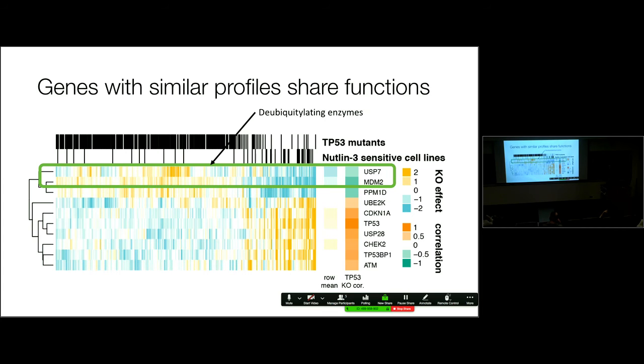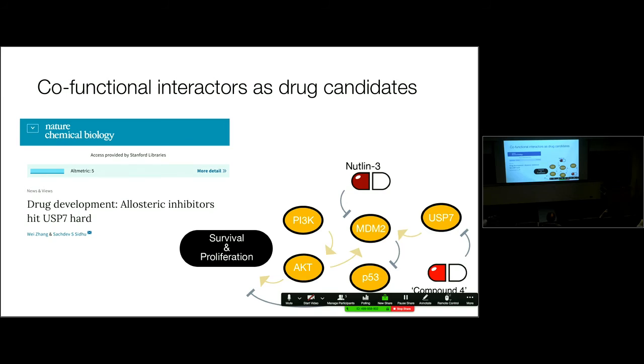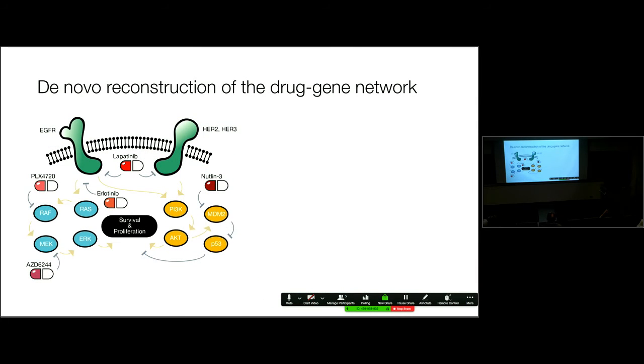Remember, MDM2 is a drug target. It's a deubiquitinating enzyme. One of its closest interactors is USP7. It's also a deubiquitinating enzyme. If you Google this protein, you'll see that it itself is a drug target, and multiple groups have been developing new chemotherapeutic agents targeting USP7. So this gives me confidence that this data set really gives you meaningful information about cancer biology, and that you could discover drug targets from this data set.